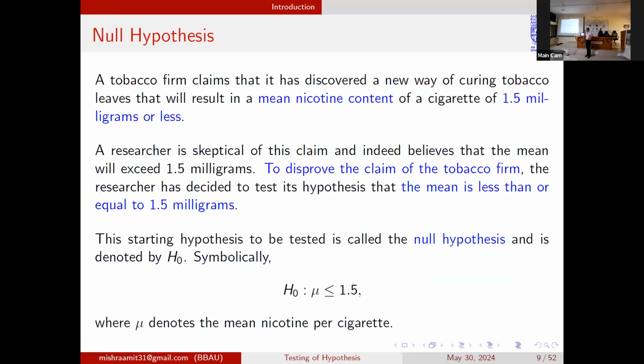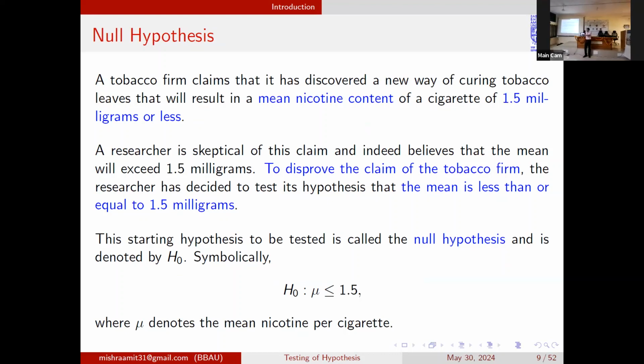So what is the null hypothesis? Now we come into the statistical hypothesis, and we know that we have to convert our research hypothesis into some kind of a statement which depends upon the parameters. Then what is the null hypothesis? So I again take another example to discuss it. There is a tobacco firm and it is producing some kind of tobacco, and you know that in tobacco there is nicotine, and with the help of that tobacco they are producing cigarettes.